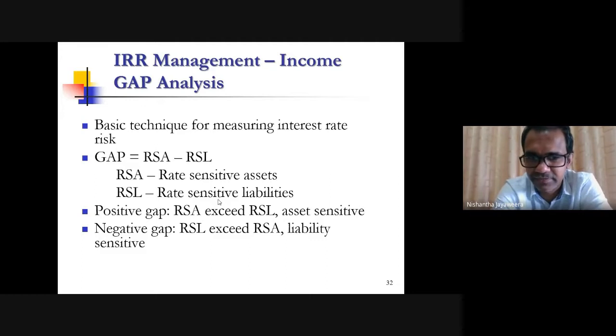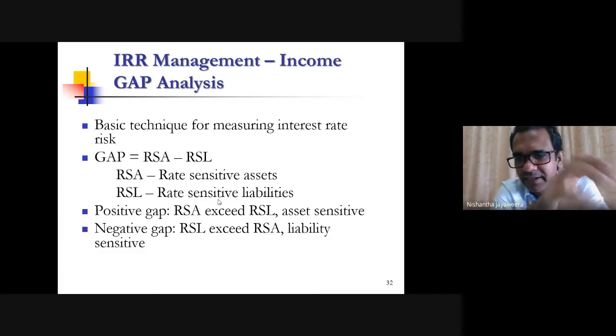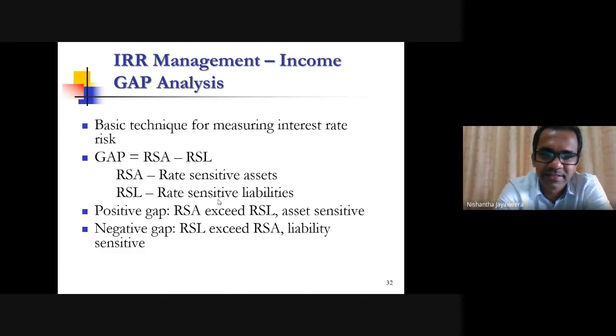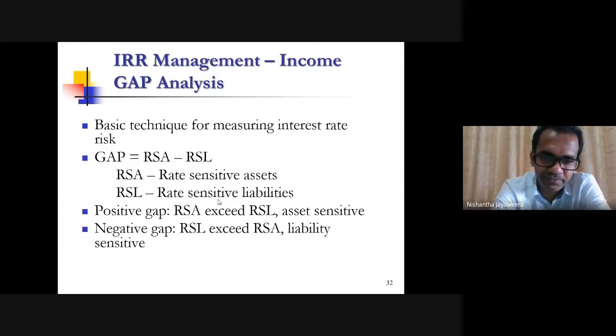Is it clear? Ultimately, you will remember it like this: when the gap is positive and interest rate increases, net interest income increases. That's correct. But how and why? You should be able to explain that. If you know that, even if you forget what would happen, you can derive the answer. Is it clear?